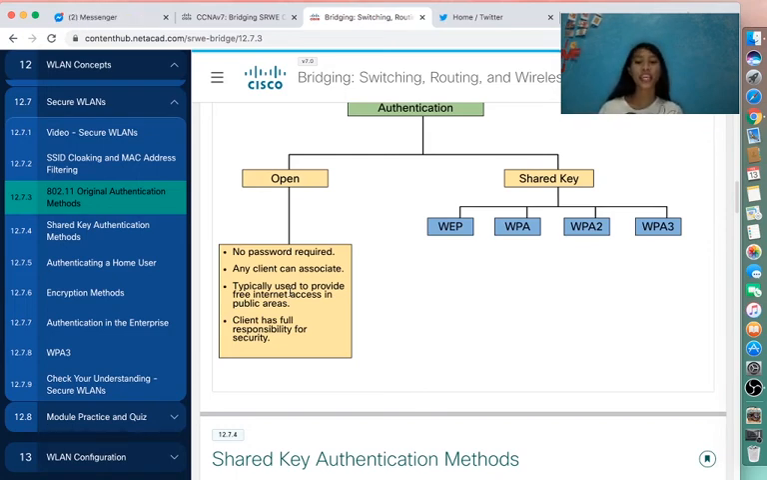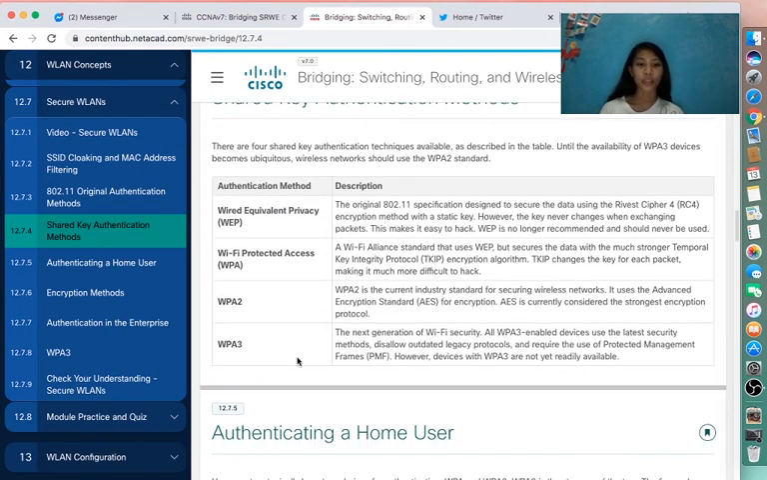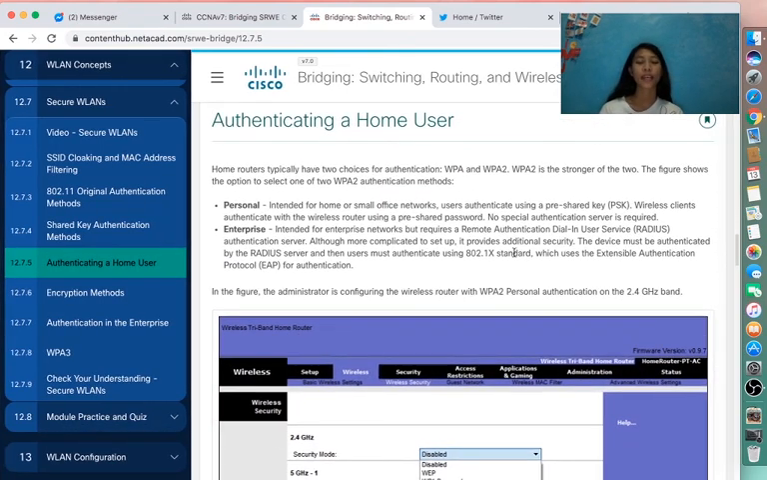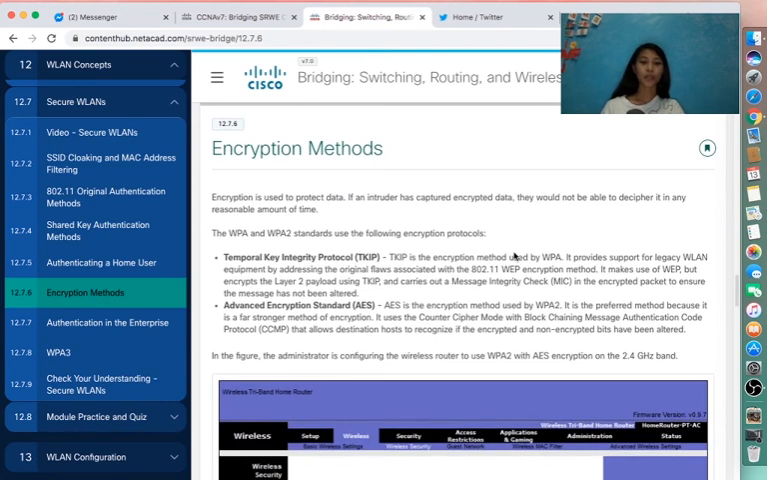For our shared key, we have WEP, WPA, WPA2, and WPA3. Shared key authentication methods: wired equivalent privacy, Wi-Fi Protected Access, and Wi-Fi Protected Access 2 and 3. Authenticating a home user, we have here personal and enterprise. Encryption methods: temporal key integrity protocol and advanced encryption standard.